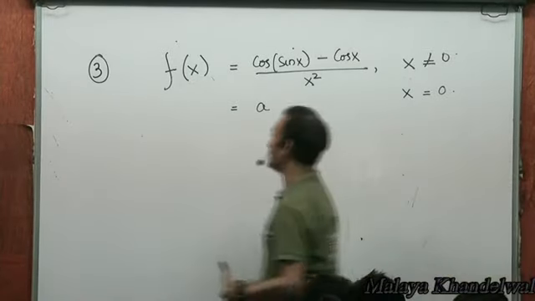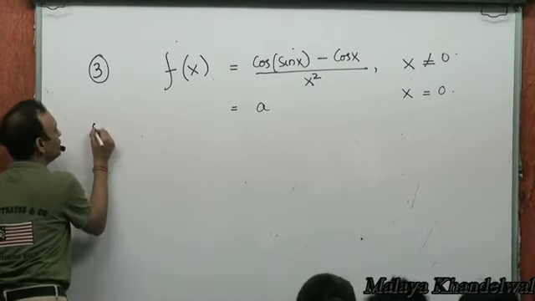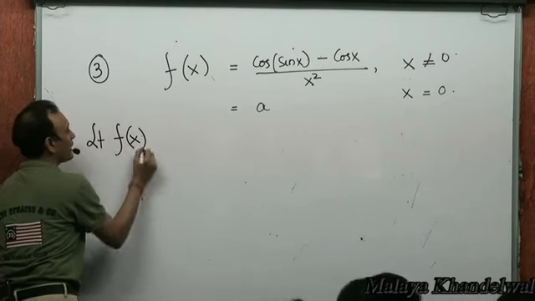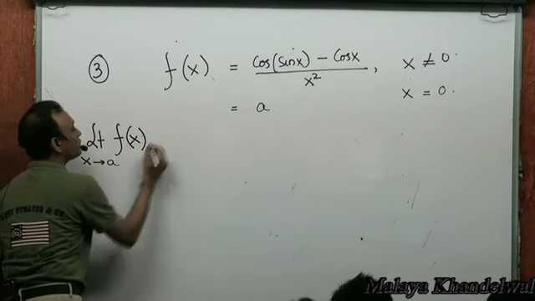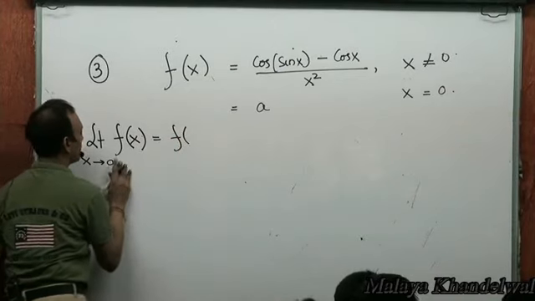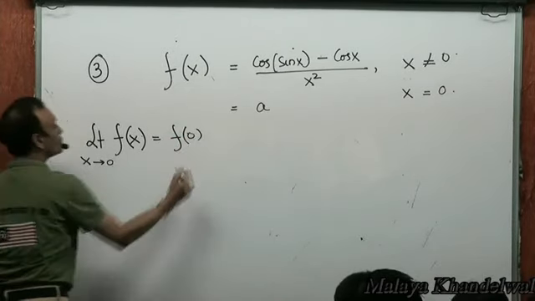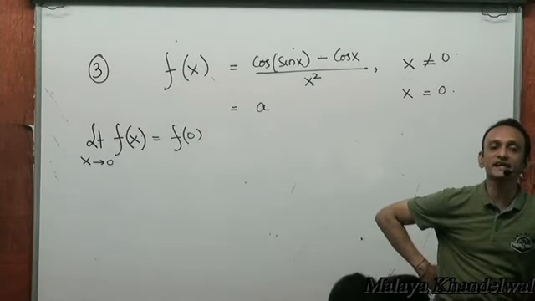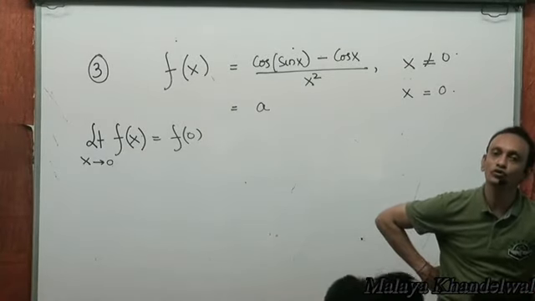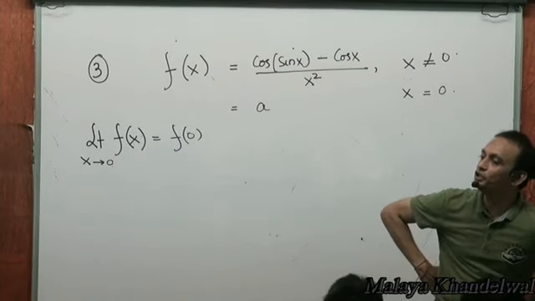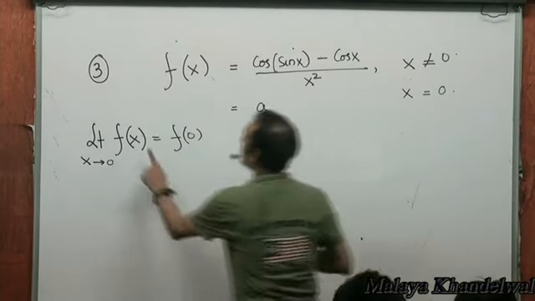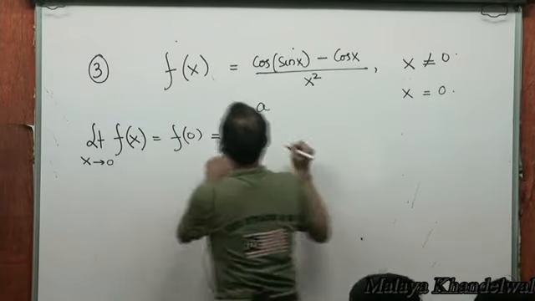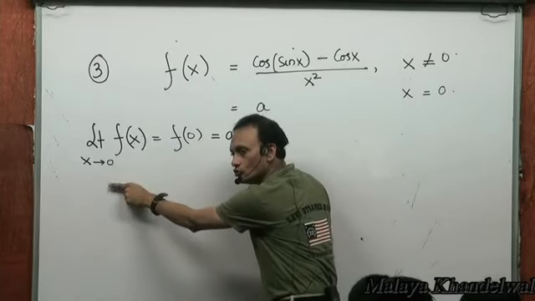Now for continuity at x equal to 0, what is required? For continuity at x equal to 0, we must have limit f(x) as x tends to 0 equal to f(0). This will guarantee continuity at x equal to 0, isn't it? That means limit f(x) as x tends to 0 must be f(0). f(0) is given to be a. So a must be limit f(x) as x tends to 0.